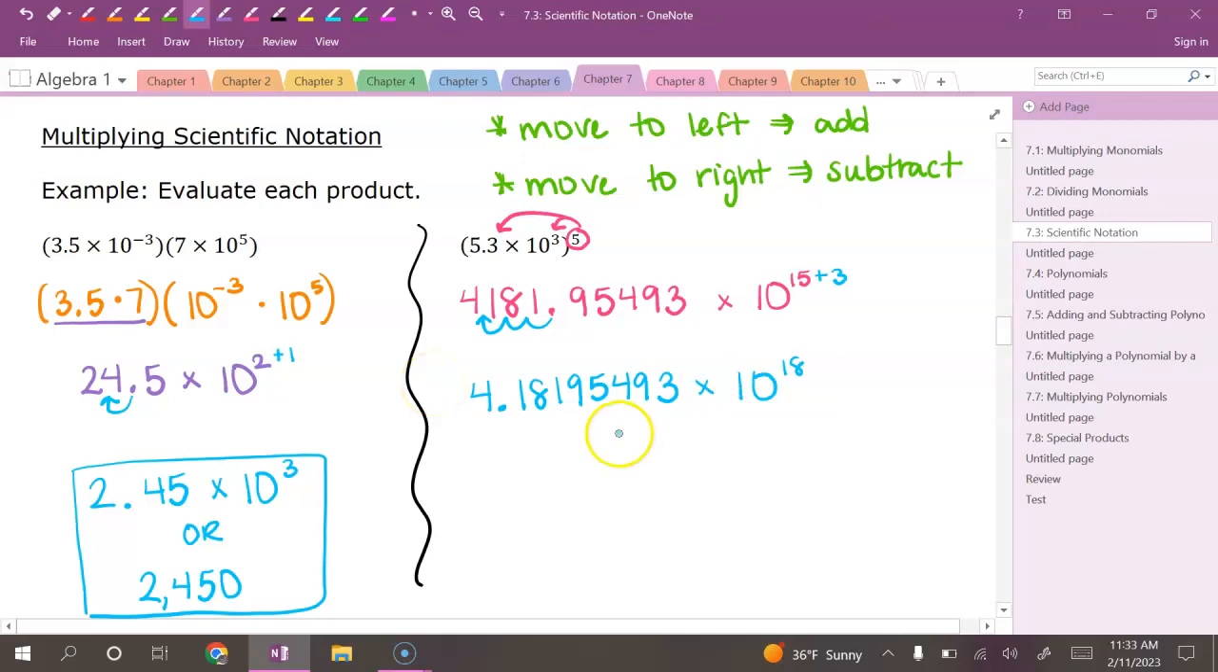Then again, if they did ask for this to be in standard notation, this would be a huge number, because I would need to move this decimal 18 times to the right. So you're going to have all those digits. After that, you're going to have 10 zeros. That's a huge, huge number.